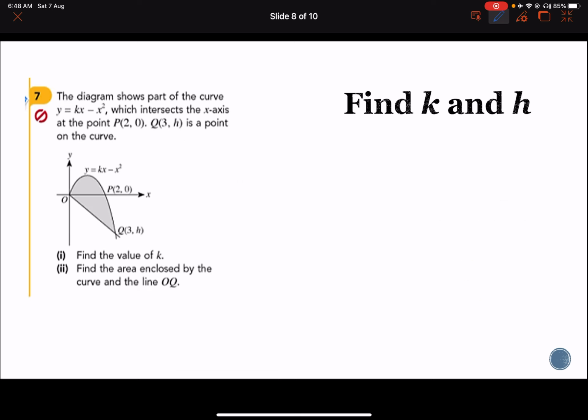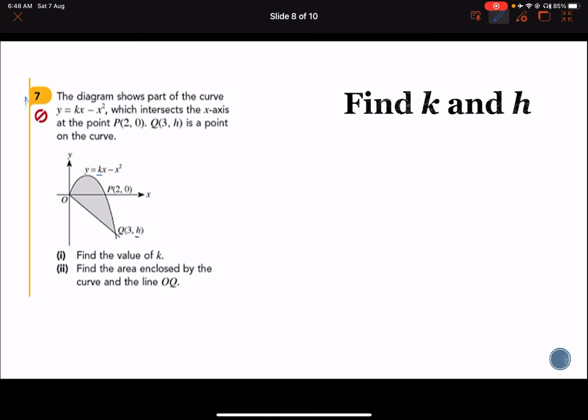Now you can try to find a case where we are making use of the sandwich method. Before we can do the sandwich method, which we are going to do here, we are going to find k and h first. So how do we find k and h? This is k and this is h. This is question 7.